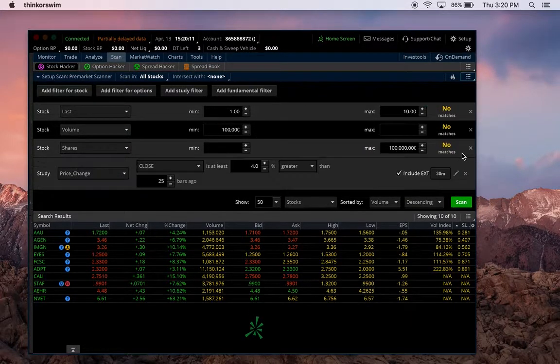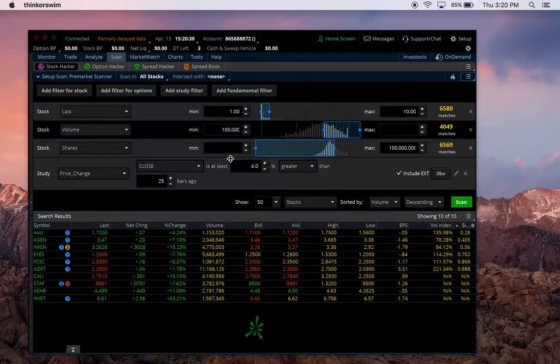So first we've got the pre-market scanner. Basically we're looking for stocks whose last price is $1 minimum to $10 max. You can change that however you want. That's just what I like, between 1 and 10. We want volume for pre-market, since it's lighter action, so we want only 100,000 in volume, with no max.